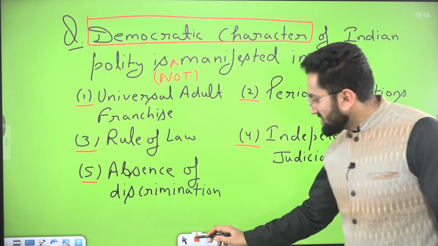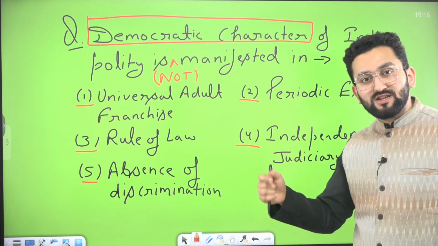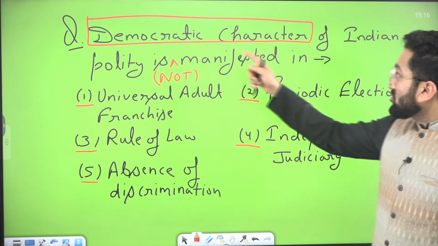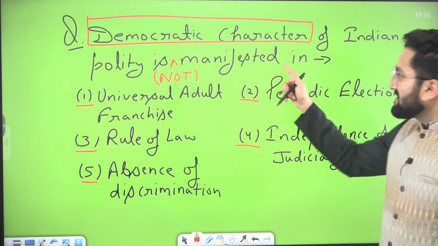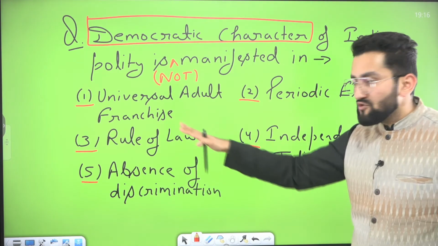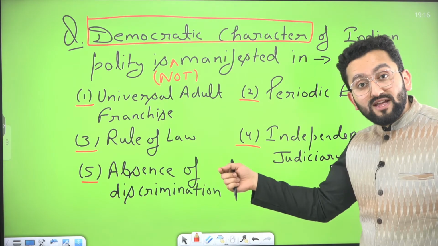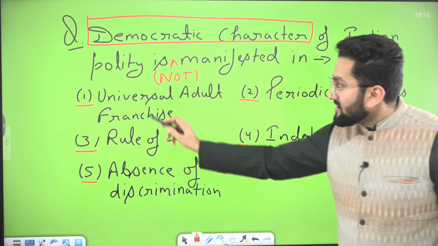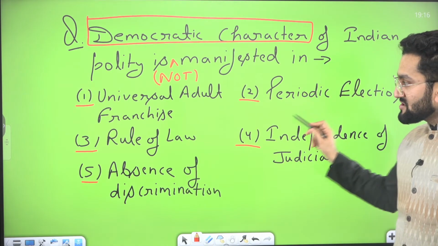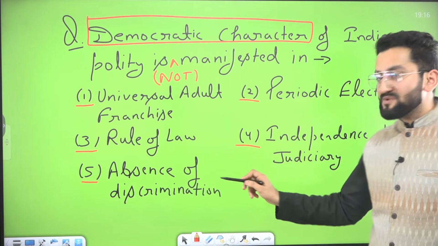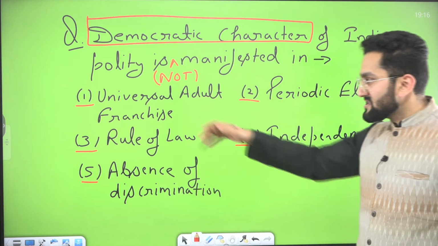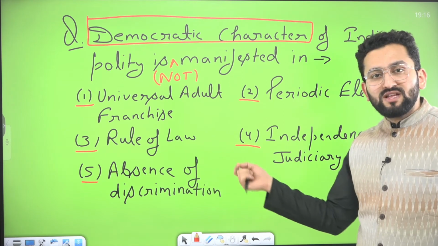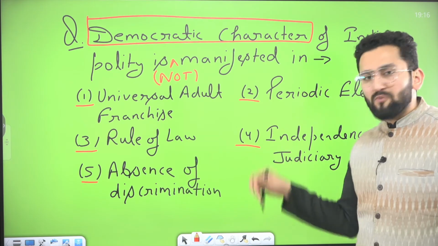Now, attempt this question. Because we have covered sovereign and socialist, now we need to understand the word democratic. UPSC might ask this kind of question: the democratic character of Indian polity is not manifested in. UPSC will give you certain options and ask which of the following is not a manifestation of the democratic character of Indian polity: universal adult franchise, periodic elections, rule of law, independence of judiciary, absence of discrimination. And the options are: 1 and 2 only, 5 only, 3 only, none of these. Whatever option you want to choose.